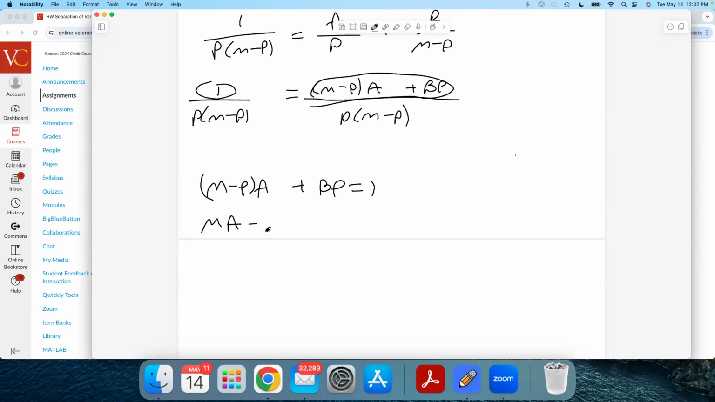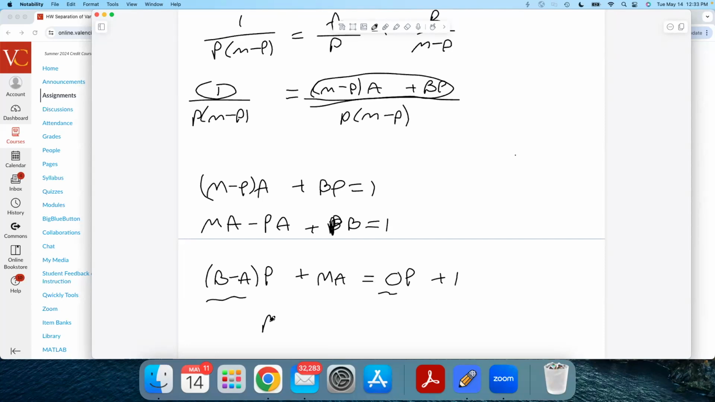MA minus PA. I had it PM here, plus BP, or I'll write that as PB equals 1. So I could do this as a system of equations. I want to think of this as powers of P. So I want to combine my P to the first together. I'm going to have B minus A times P, and then everything that doesn't have a P at all in it, MA. And that's supposed to equal 0 P's on the right plus 1.